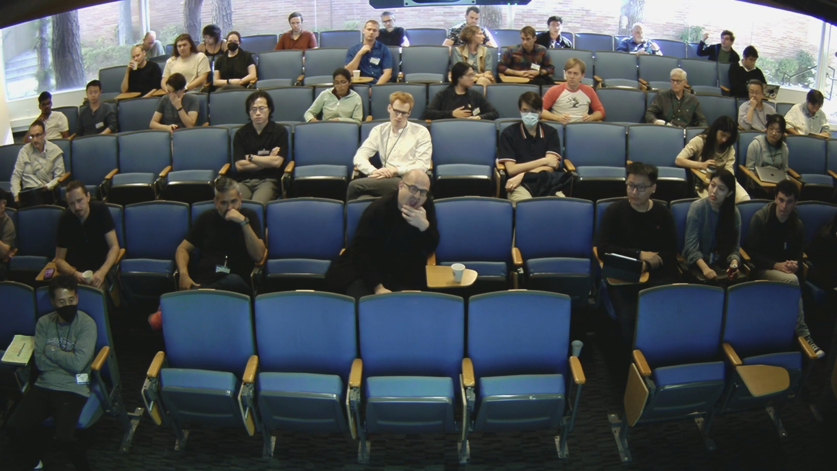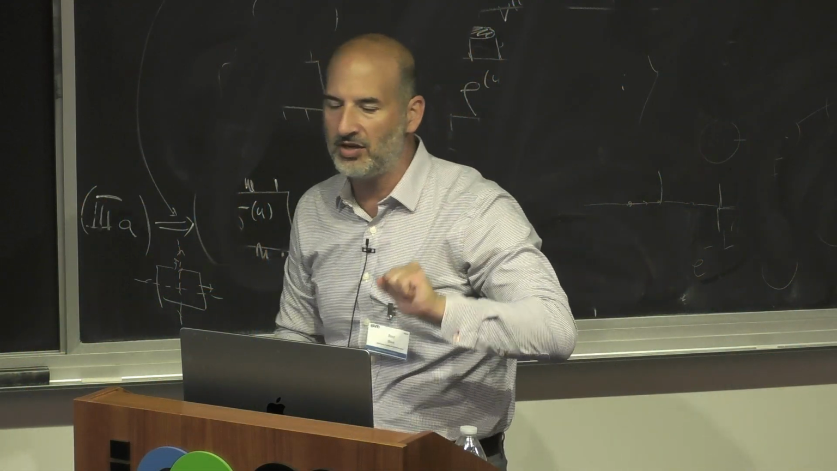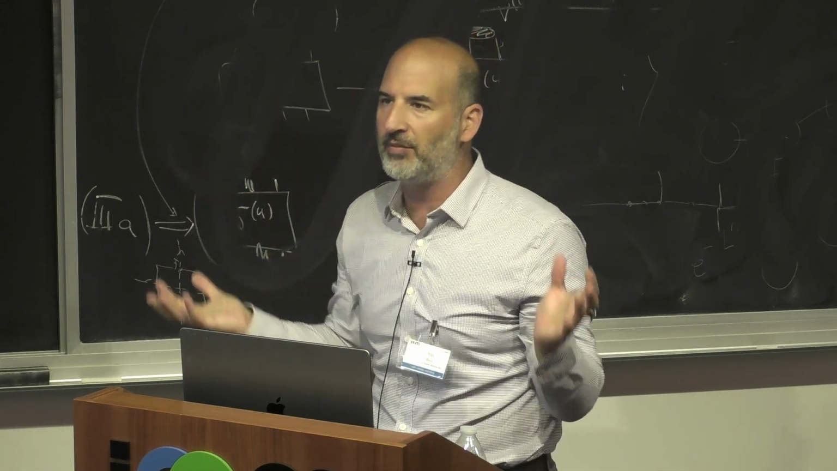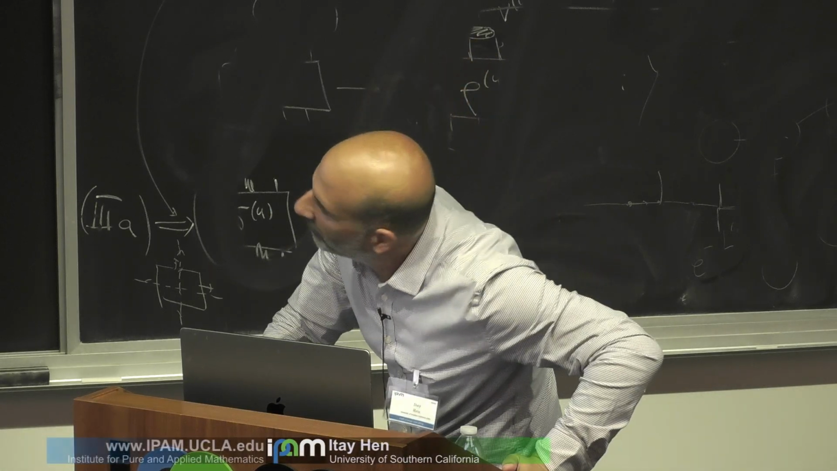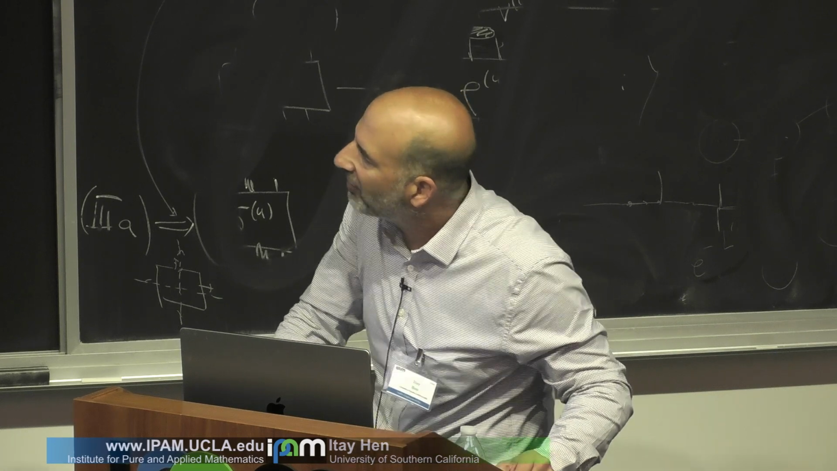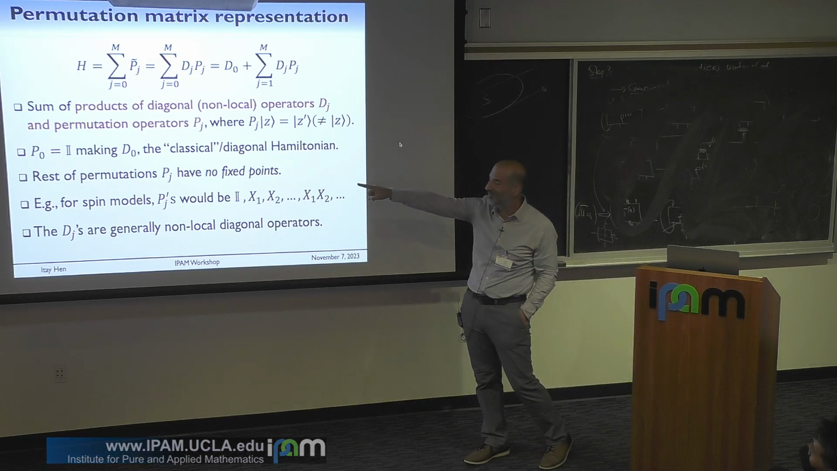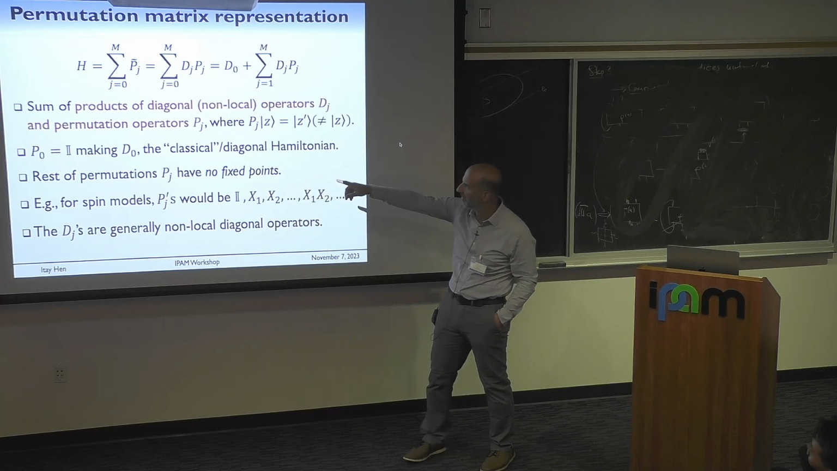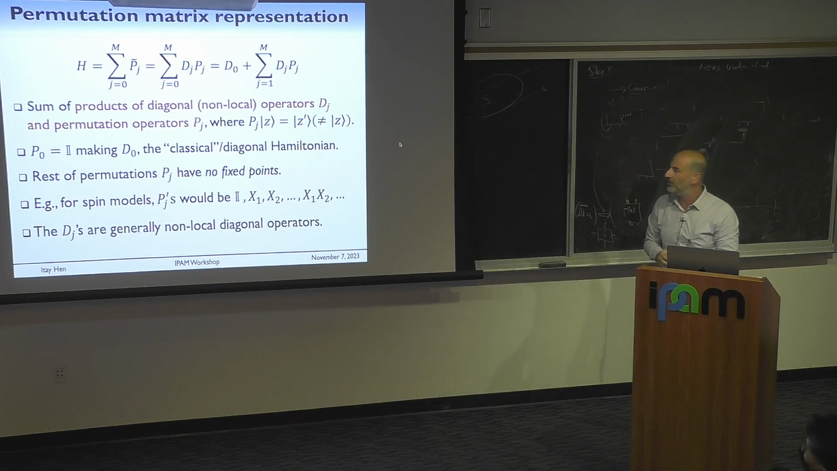So the answer, and I have it in my next slide, is that there is a canonical way to do it. You're right that in general there are many ways to do it, but specifically what we want to do is constrict our choices such that one of the permutations is the identity. So we have a D0 times P0. P0 is the identity, and D0 is the classical component of the Hamiltonian.